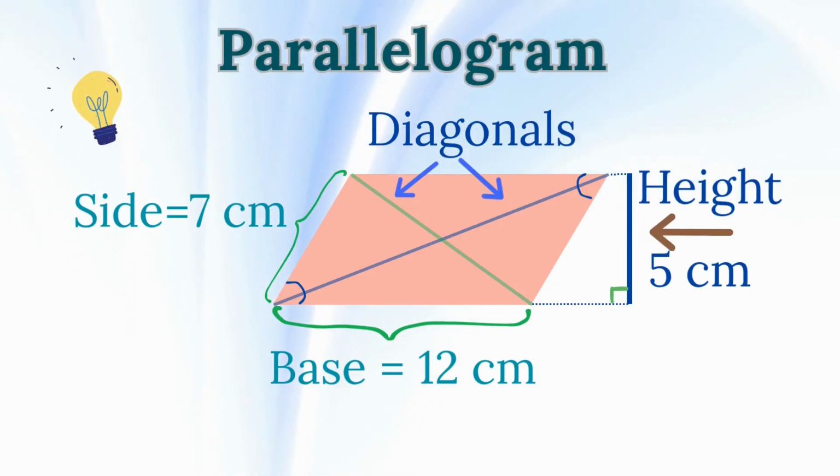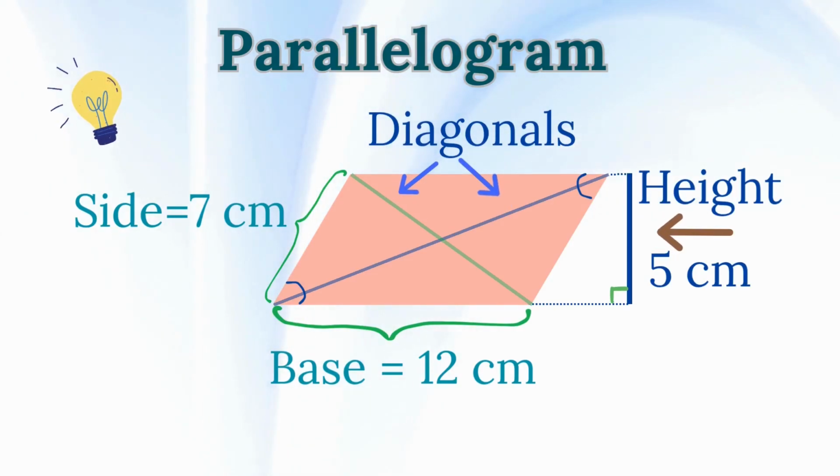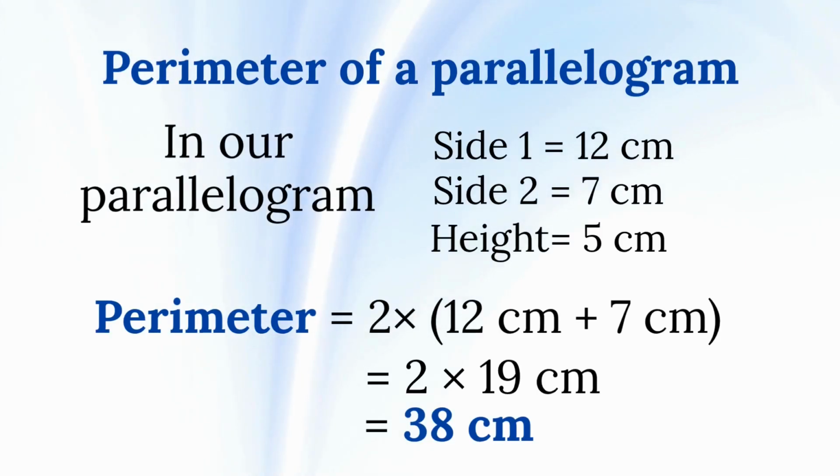Let's take an example to understand it better. Suppose we have a parallelogram where the 2 longer sides are 12 centimeters each, and the 2 shorter sides are 7 centimeters each. The height, the perpendicular distance between the long sides, is 5 centimeters. First, let's find the perimeter. Perimeter is the total distance all around the shape. We add up all 4 sides. 12 plus 12 is 24, and 7 plus 7 is 14. 24 plus 14 equals 38. So, the perimeter is 38 centimeters.